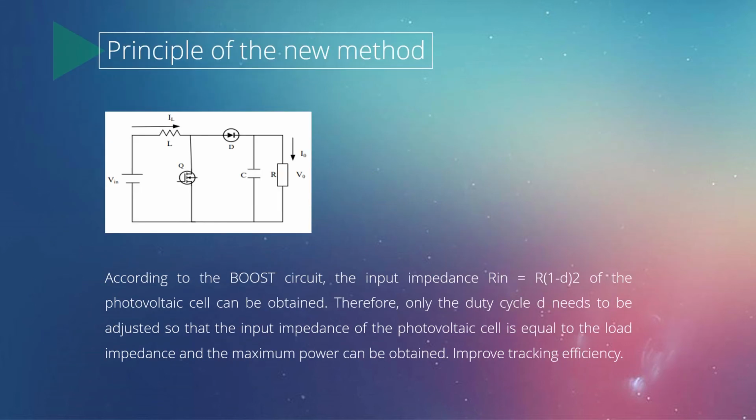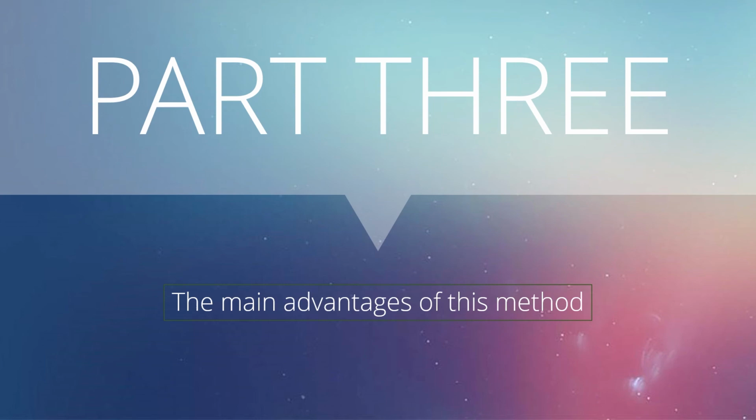According to the boost circuit, the input impedance depends on the duty cycle, therefore only the duty cycle needs to be adjusted so that the input impedance of the photovoltaic cell is equal to the load impedance and the maximum power can be obtained. Improve tracking efficiency. Now we see part 3.